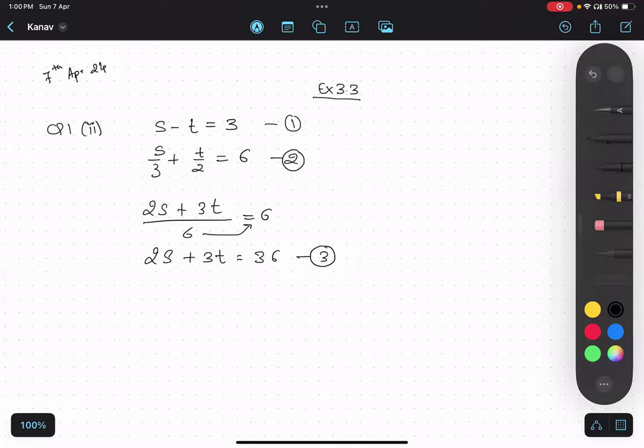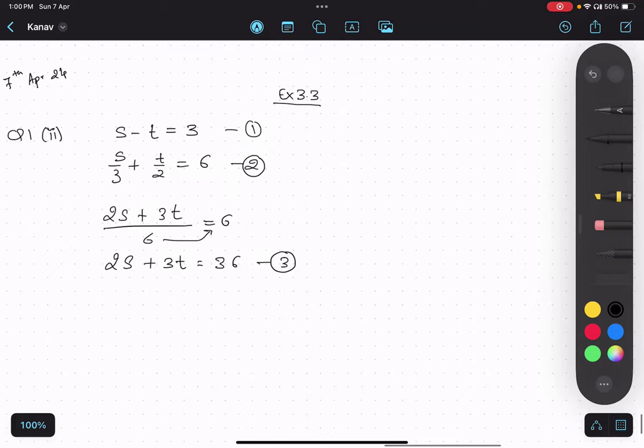Now I will just simplify the first and the third equation. You can use any method, but since we have discussed substitution method in the last class, I will focus on substitution method only. So from here, I'm going to solve equation number 1. So s equals 3 plus t. Is this thing clear? Yes.